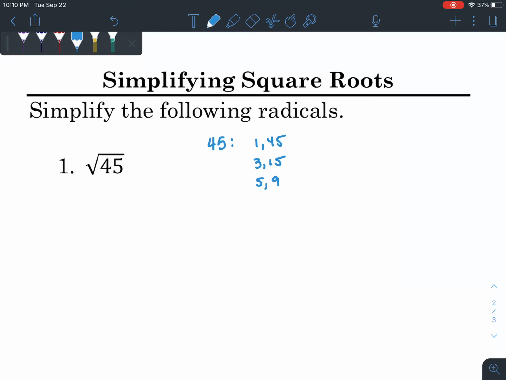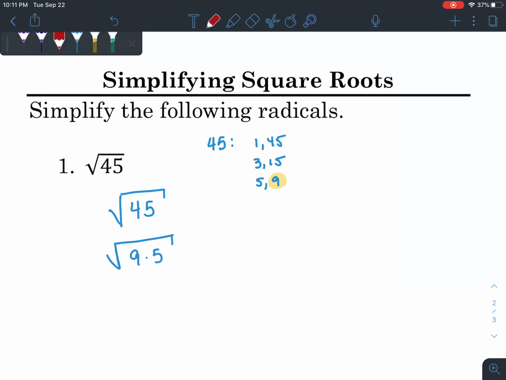Do any of those factor pairs have a perfect square in it? Yes, they do. 9. 9's our perfect square. 9 is a perfect square because 3 times 3 is 9. And we're going to use that to help us simplify square root of 45. So our first step is rewrite 45 using a perfect square. So 9 times 5.